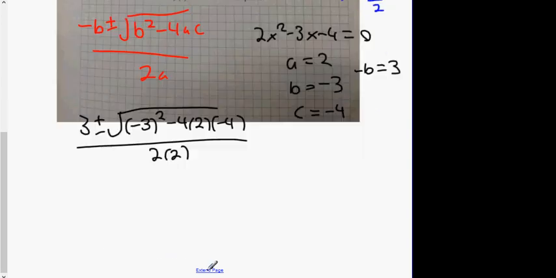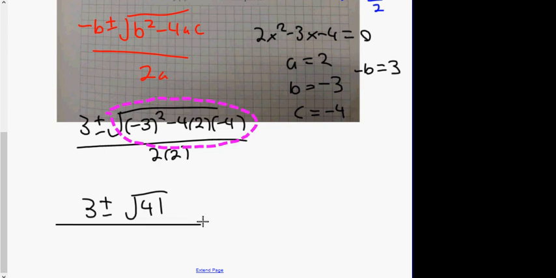3 plus or minus the square root of 9 plus 32. What I've always told you guys is you put this part into the calculator, square root and all, and what you'll get is square root of 41. Alright? Square root of 41. Now, what we have next is we have over 2 times 2, which is 4.